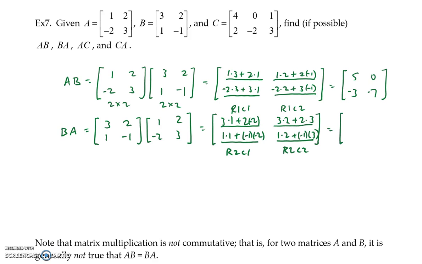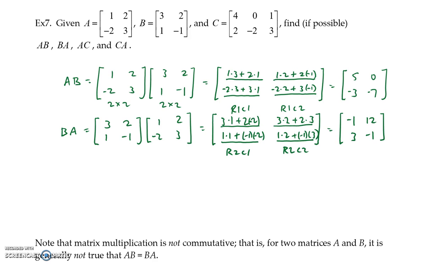Multiplying and adding, 3 plus negative 4, negative 1. 6 plus 6 is 12. 1 plus 2 is 3. And 2 plus minus 3 is minus 1.